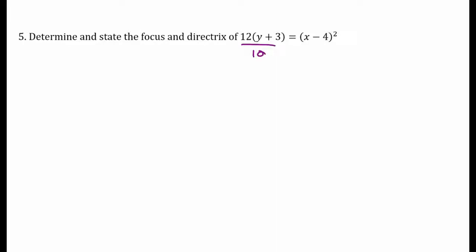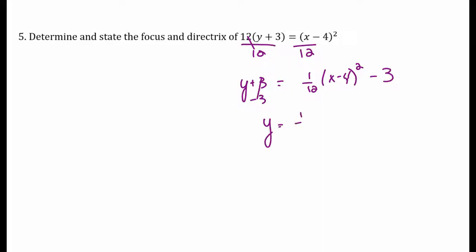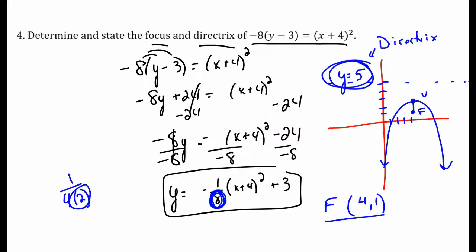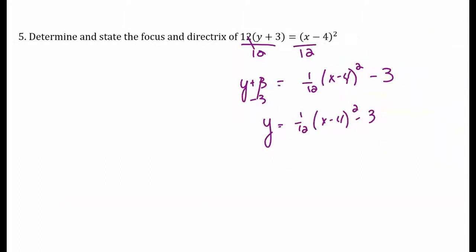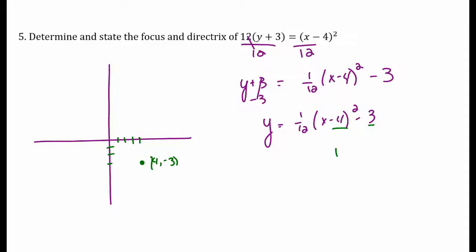Watch this. Instead of distributing, I'm going to divide by 12. That gives me y plus 3 equals 1/12 (x minus 4) squared. And then when I subtract 3, I'll be in vertex form. So I have y equals 1/12 (x minus 4) squared minus 3. So my vertex here is right 4. I went right 4, down 3. It's the point (4, -3). That's my vertex.